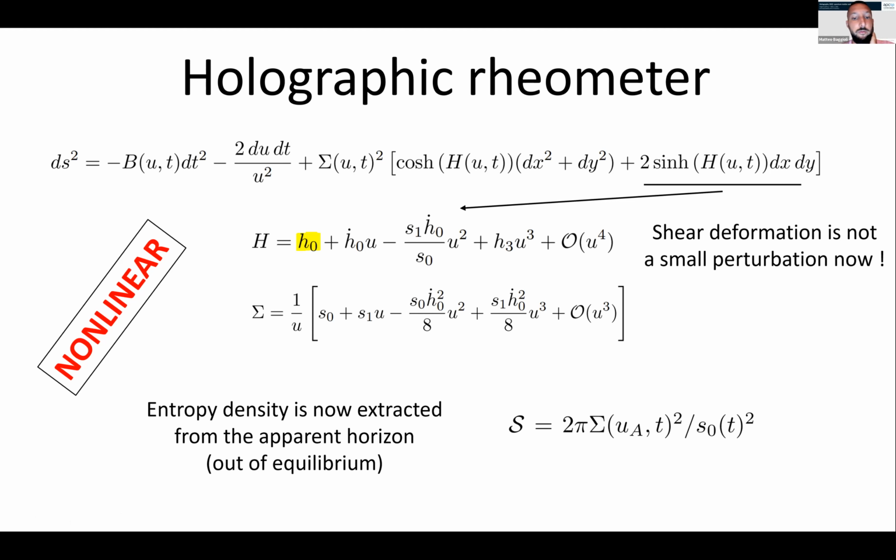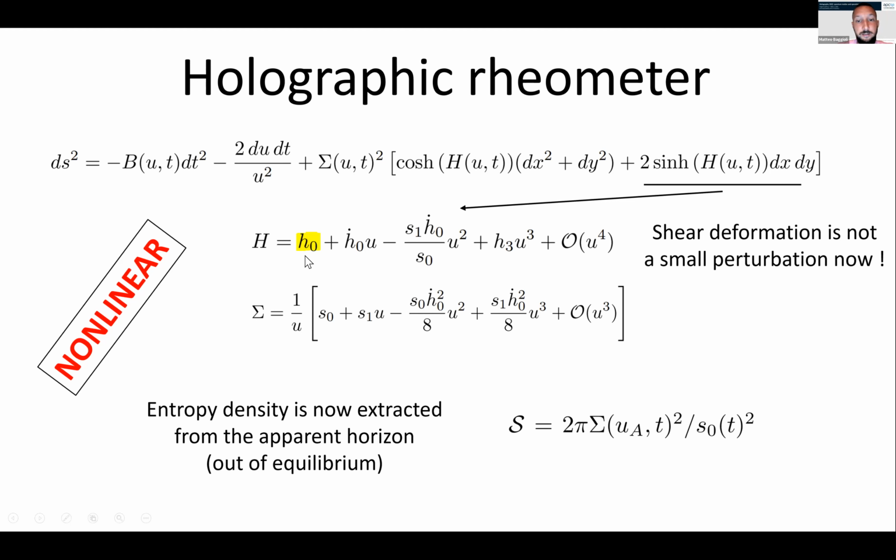Now, if you do exactly the same kind of analysis that I was discussing before, you will find out that this function H and this function sigma have a certain expansion close to the boundary. And here you can see the concrete form of this expansion. And what is important is that there is a source, H0.